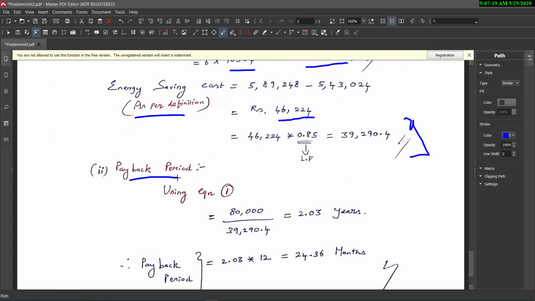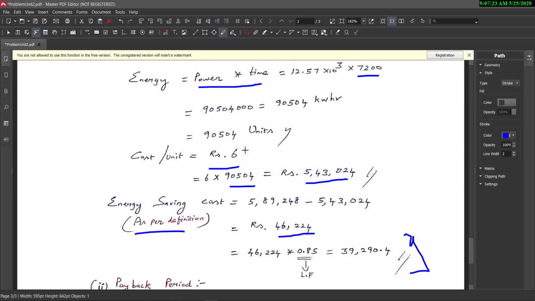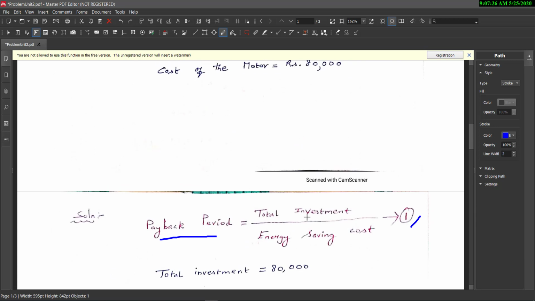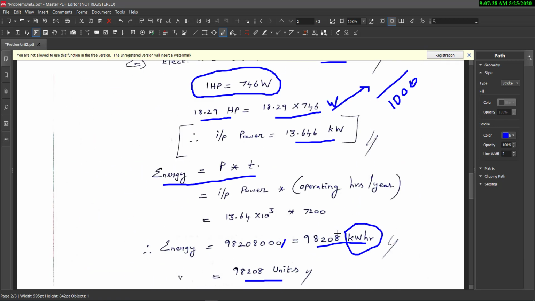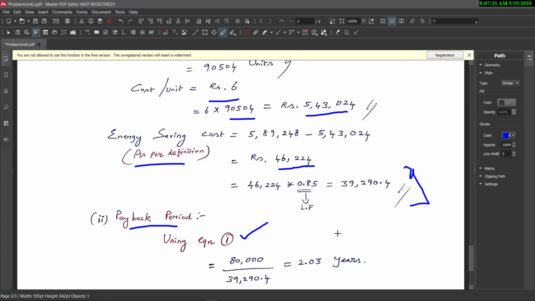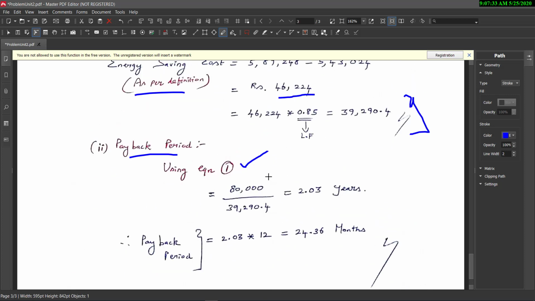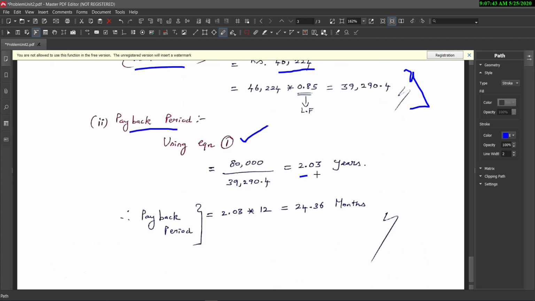Next our objective is to find the payback period, from equation 1: the total investment divided by the energy saving cost. The total investment, 80,000, is given, and we have found the energy saving cost, that is 39,290. From that we get the payback period as 2.03 years. In order to convert the years into months, we multiply by 12.